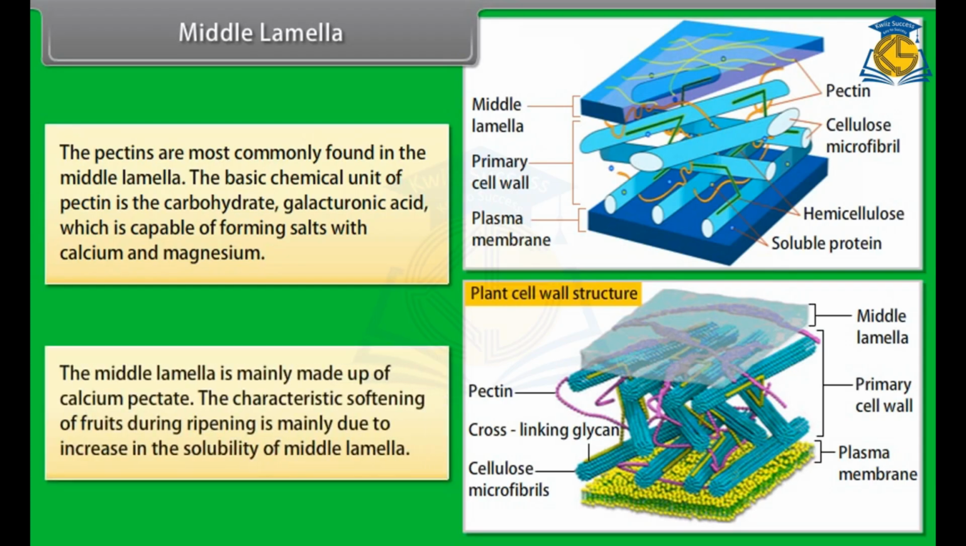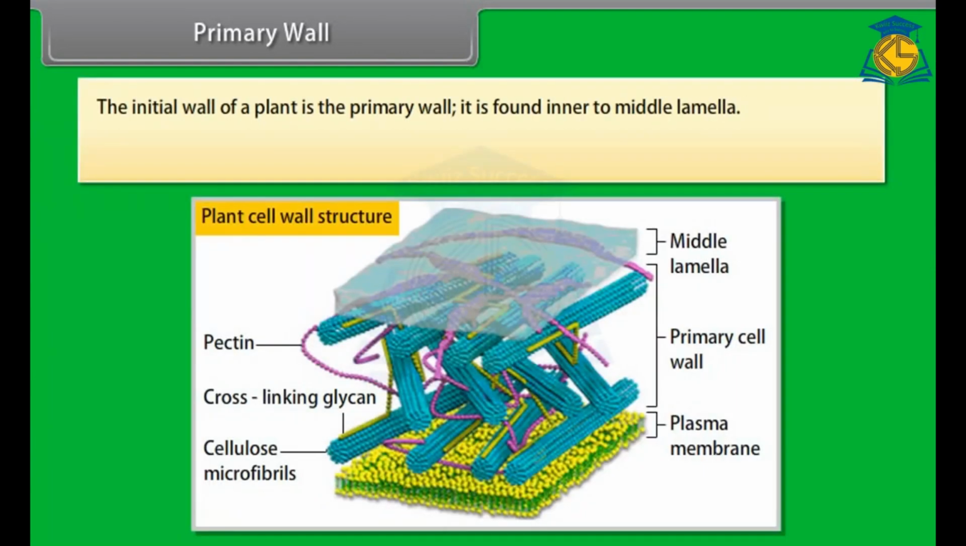The middle lamella is mainly made up of calcium pectate. The characteristic softening of fruits during ripening is mainly due to increase in the solubility of middle lamella. Primary wall. The initial wall of a plant is the primary wall. It is found inner to middle lamella. The primary wall develops on middle lamella on both the sides.